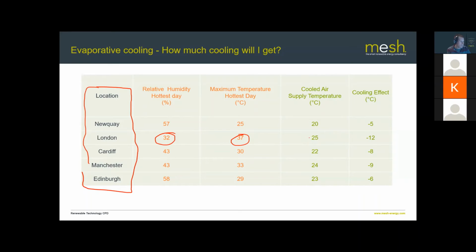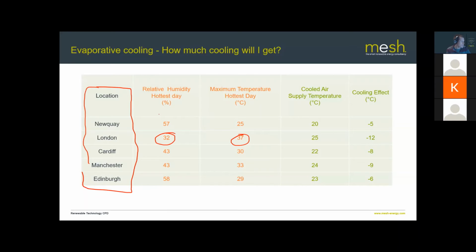And typically, from a well-sized evaporative cooling system, you could get an air-off temperature of 25 degrees, which would be comfortable enough for most people indoors, which is a temperature drop of 12 degrees over the ambient temperature. So you can see here that's quite a significant drop.